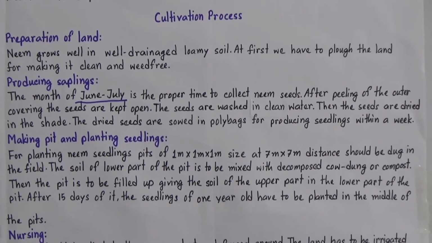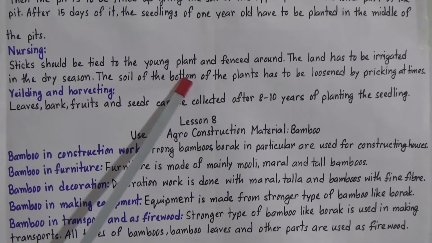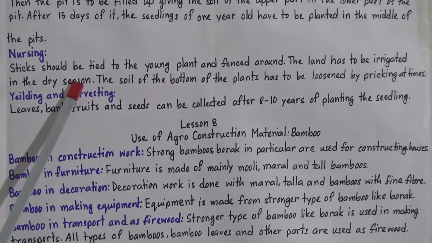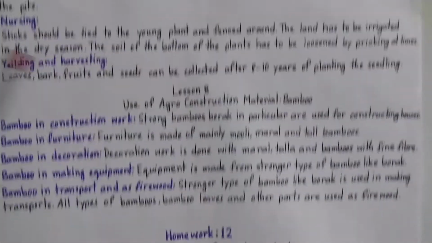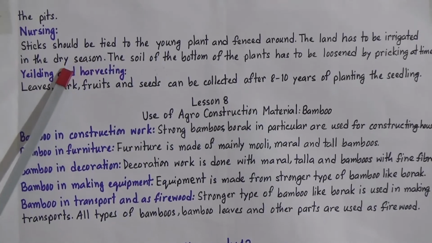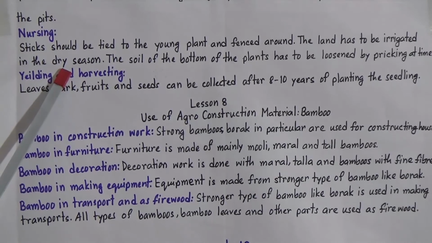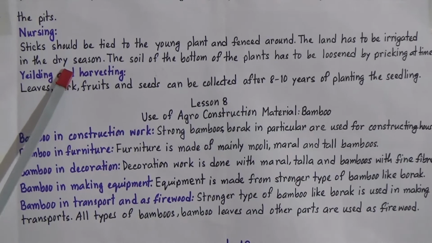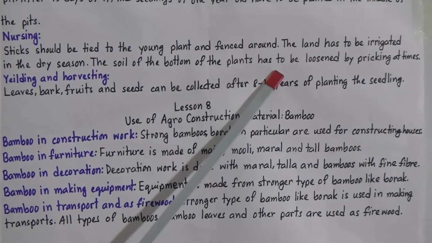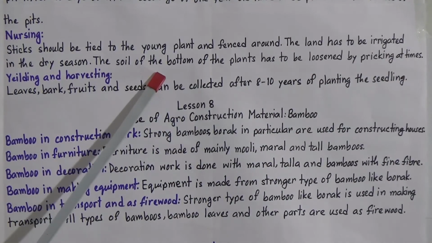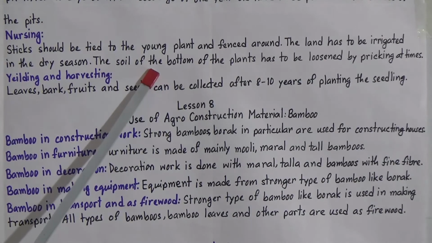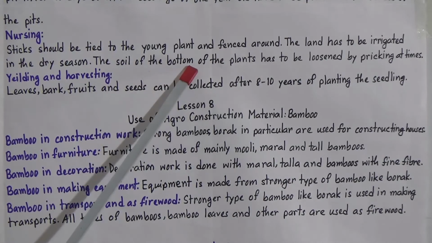Now nursing. Sticks should be tied to the young plant and fenced around, so young plants need a support, and the land has to be irrigated in the dry season. So if there is a dry season, if there is no rain, we will irrigate it. The soil of the bottom of the plant has to be loosened by pricking at times. So we will loosen the soil of the bottom regularly.